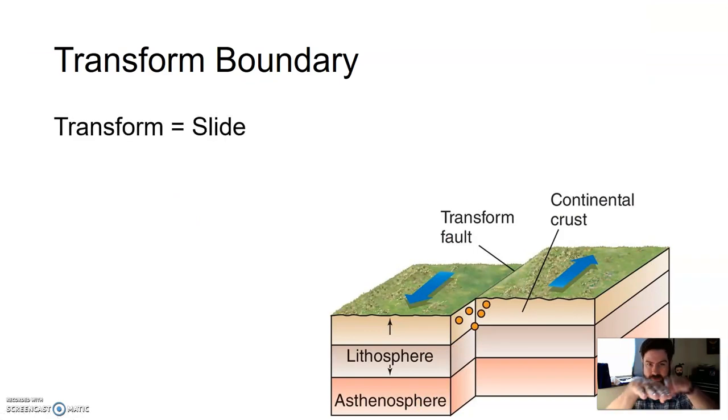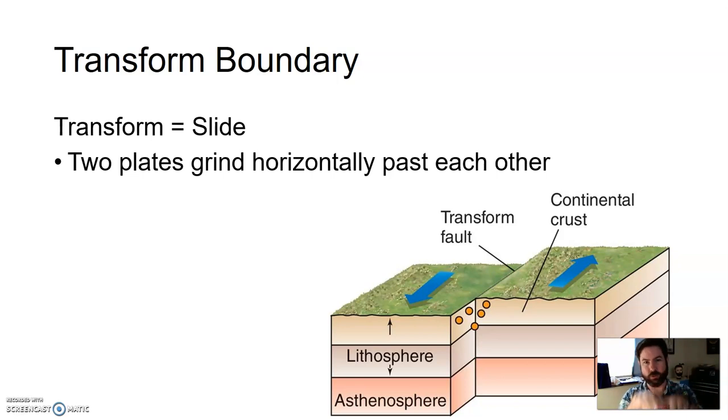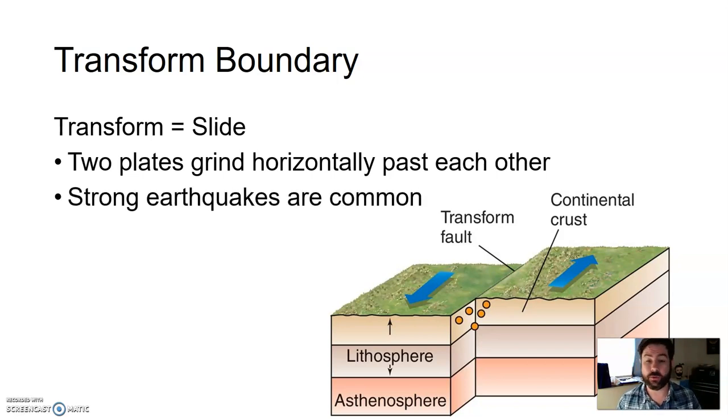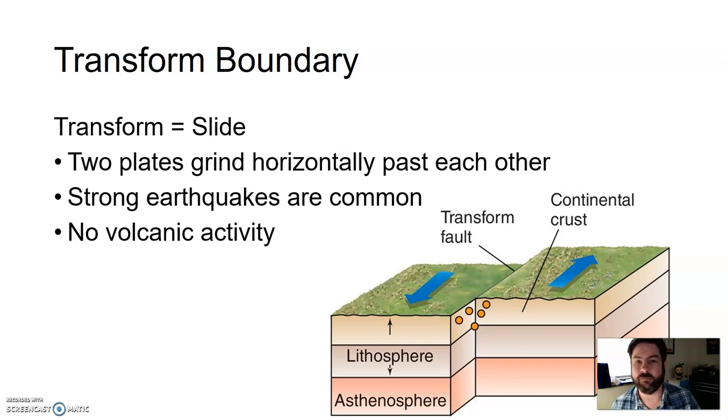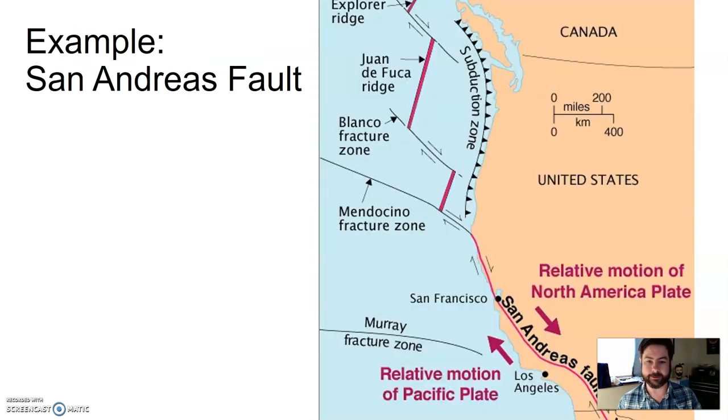And then you get transform boundaries. So transform boundaries, they kind of slide past one another. So this is when two plates are kind of grinding horizontally next to each other in different directions. Strong earthquakes are very common here. Think in California and the San Andreas Fault, but really no volcanic activity going on here.